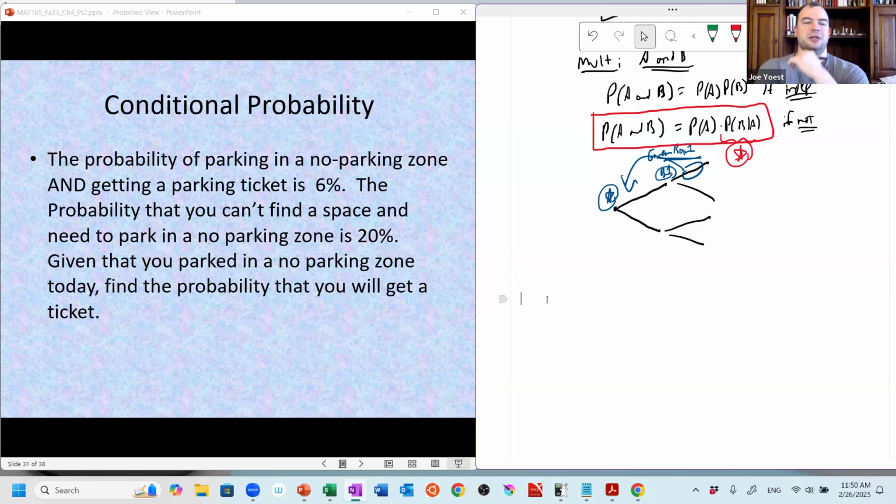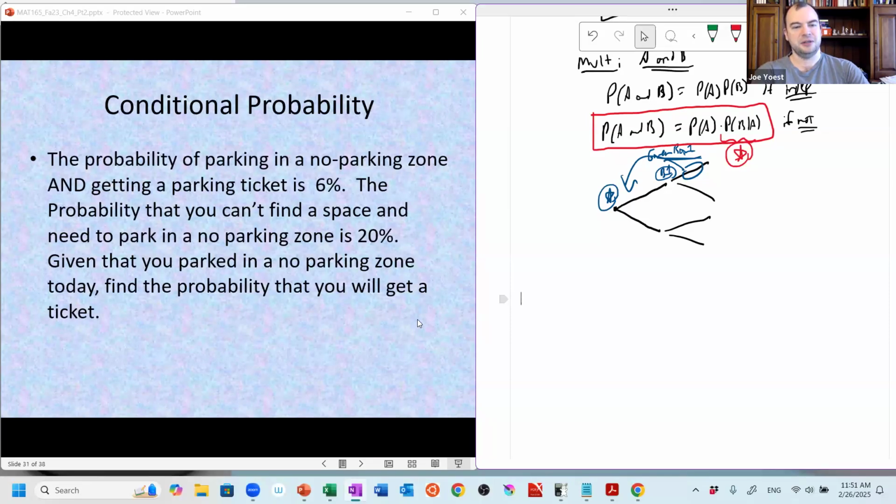Now, again, I look back over those 100 days and I ask, what's the probability that I park in a no parking zone? In other words, of those 100 days, how many times did I park in a no parking zone? Maybe that was 20 of those days. So I estimate the probability that I can't find a space and need to park in a no parking zone as 20%.